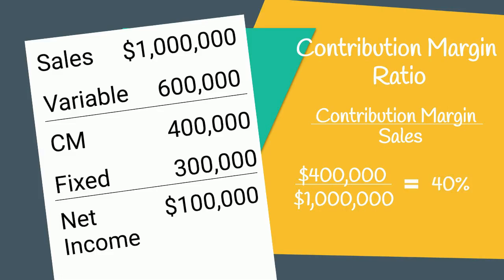This means 40% of our sales figure is what we have available to cover fixed expenses and profit. This also means that 60% of our sales are for variable expenses. This is actually called the variable expense ratio. For every dollar of sales, 60 cents goes towards variable costs and 40 cents goes towards contribution margin.